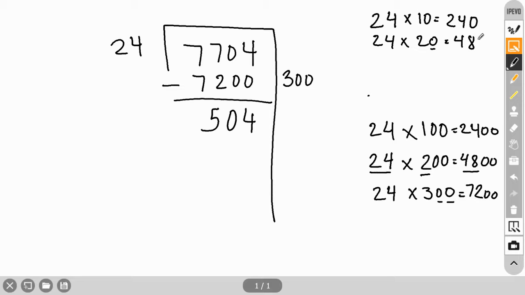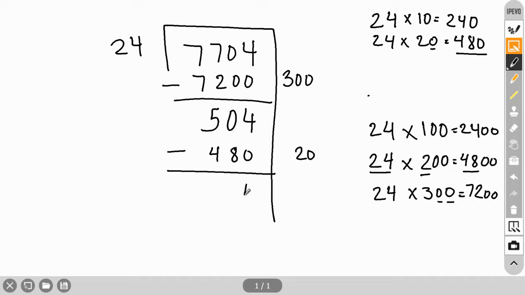The only thing I'm going to add is only 10 this time, and this is a lot closer. Could I have done this one? Absolutely. But I found something closer. And these numbers that I'm multiplying by are easy numbers to multiply by, because you multiply only by these numbers and then you add the zeros. So I'm going to go with this: 24 times 20 equals 480.